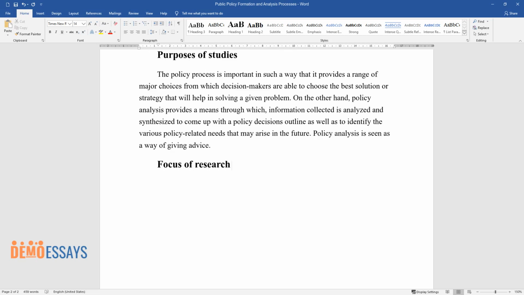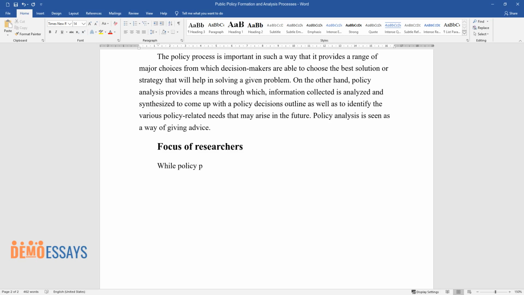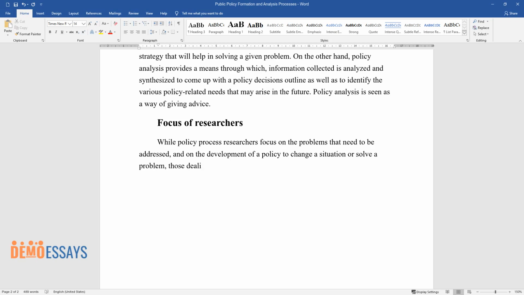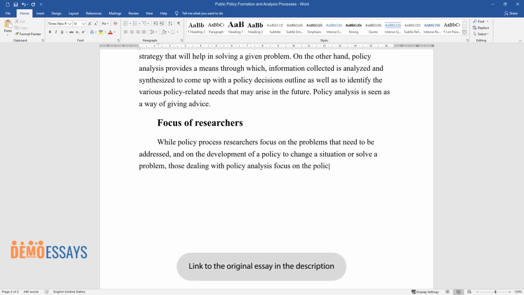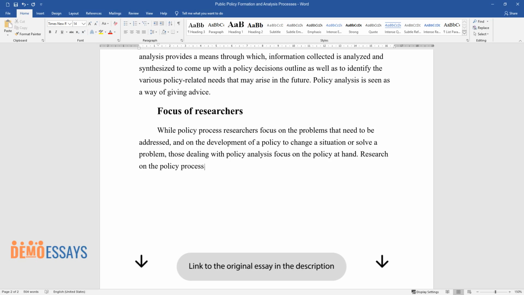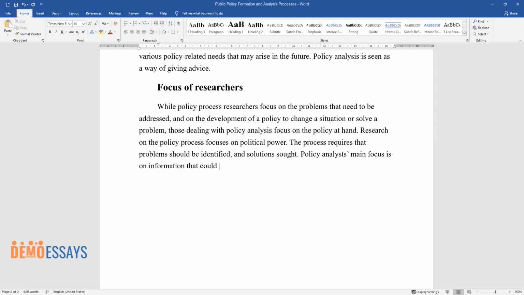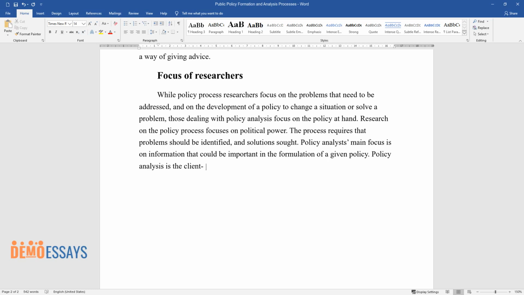Focus of researchers. While policy process researchers focus on the problems that need to be addressed, and on the development of a policy to change a situation or solve a problem, those dealing with policy analysis focus on the policy at hand. Research on the policy process focuses on political power. The process requires that problems should be identified, and solutions sought. Policy analysts' main focus is on information that could be important in the formulation of a given policy. Policy analysis is client-focused and therefore works towards ensuring that the client's needs are met.